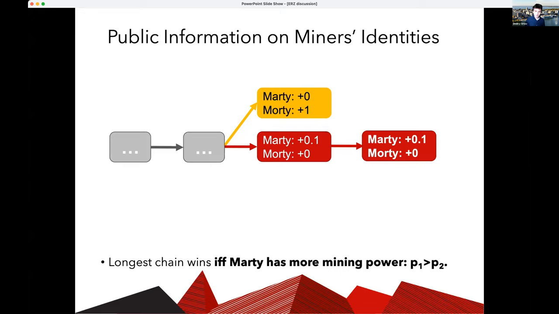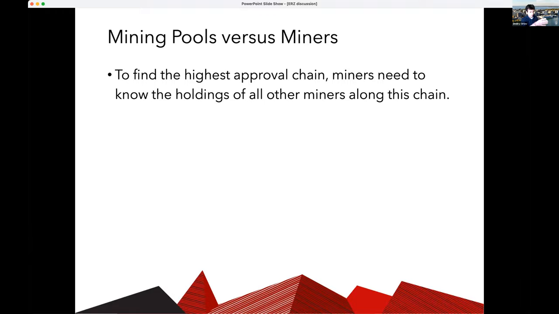This is something I've asked Ariel about over email, and I'm going to elaborate on his response, which was a helpful clarification. Basically, the approval weighting strategy requires that it be public how much each miner holds along which chain, in order to understand what hash rate is linked to a particular branch.